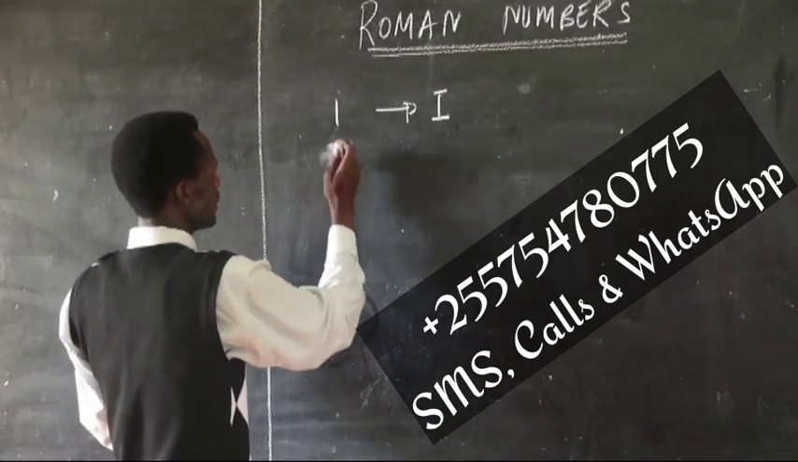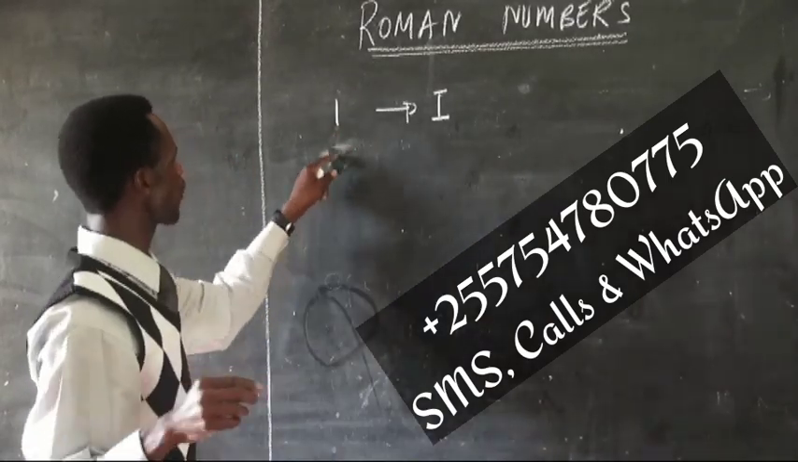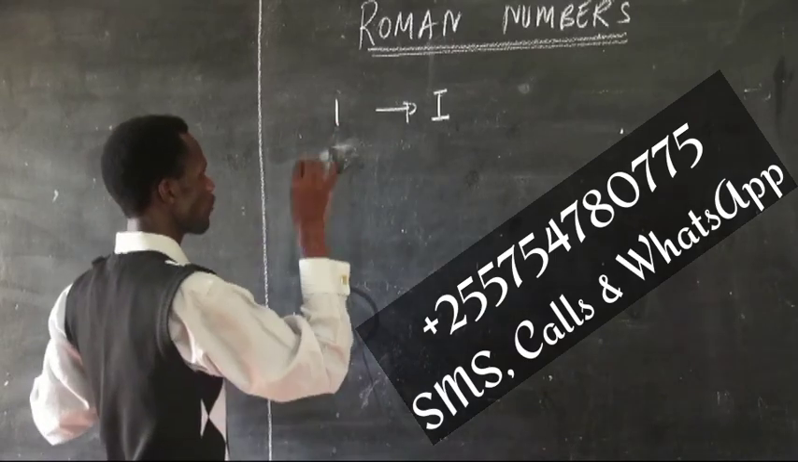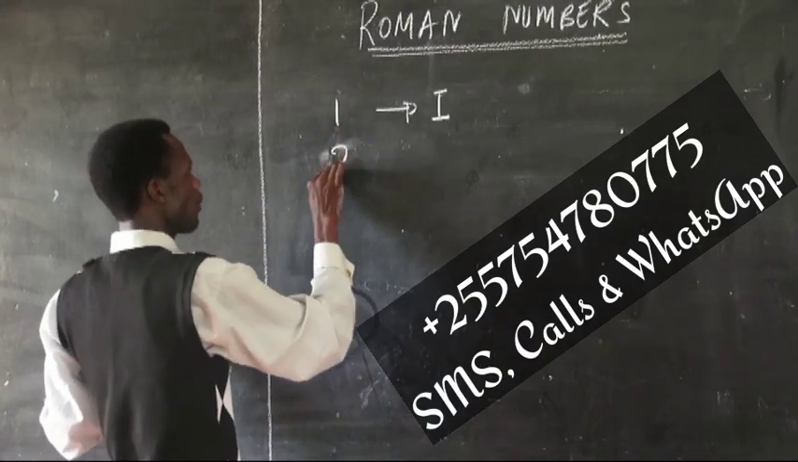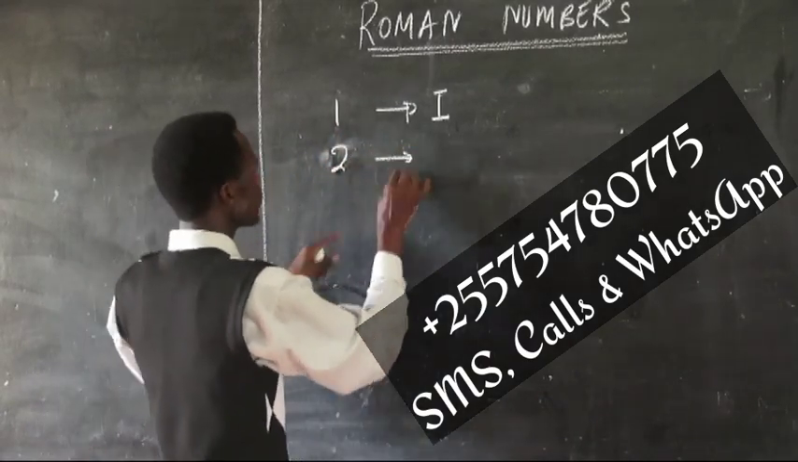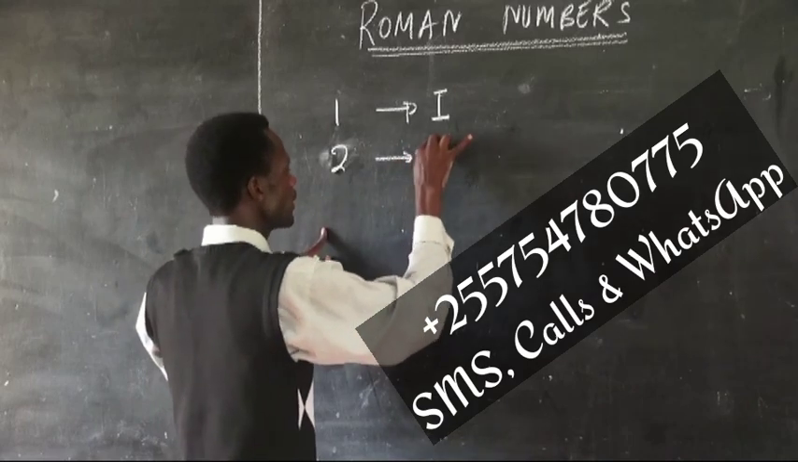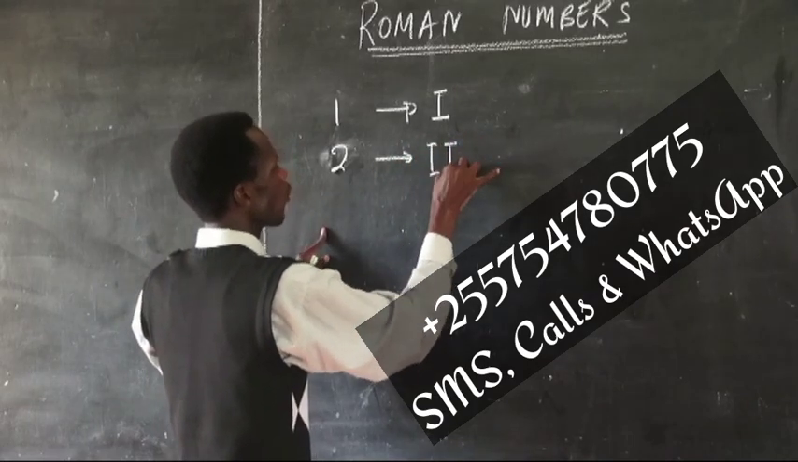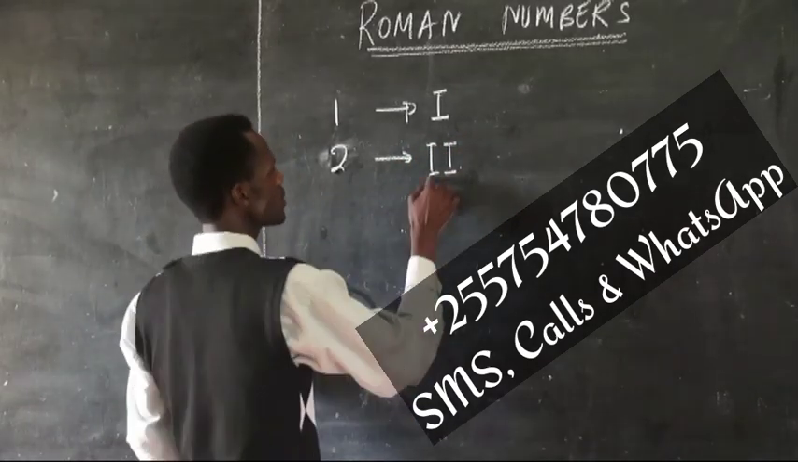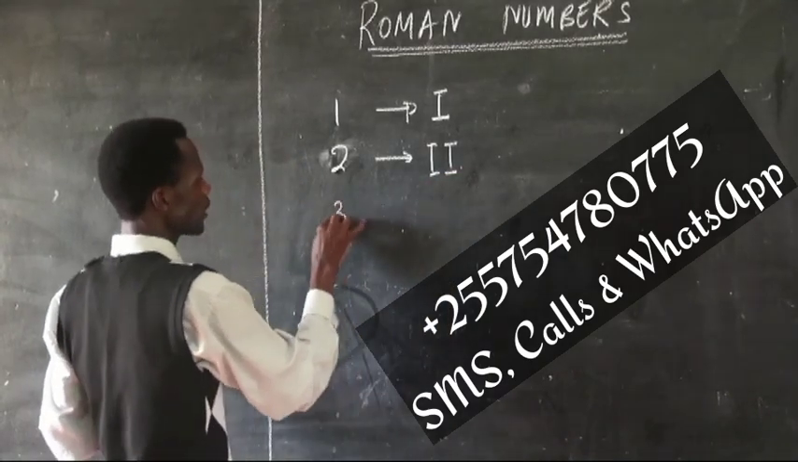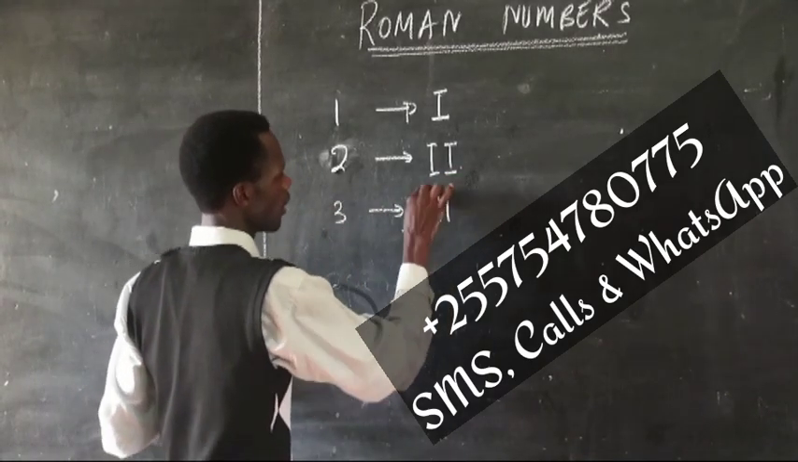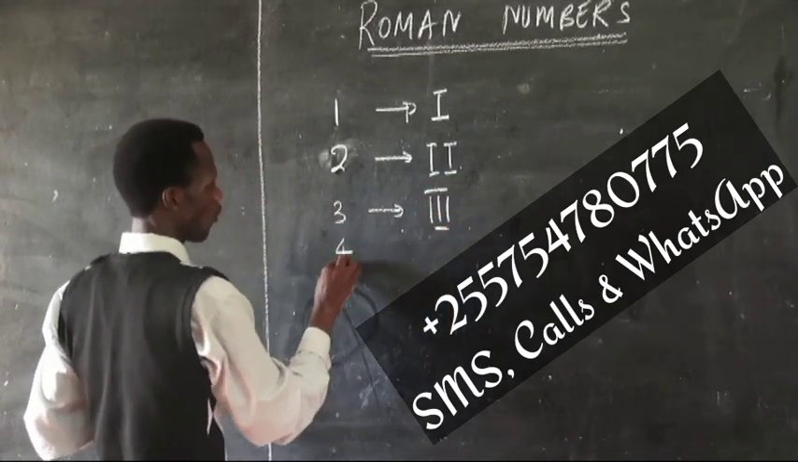When you add another letter in front of the letter, it means that you have added 1. Now if I just want to write 2, this is 1, then this is 1, so we have 2 I's. So this is 2. And then 3, we just write three I's. And then we have 4.